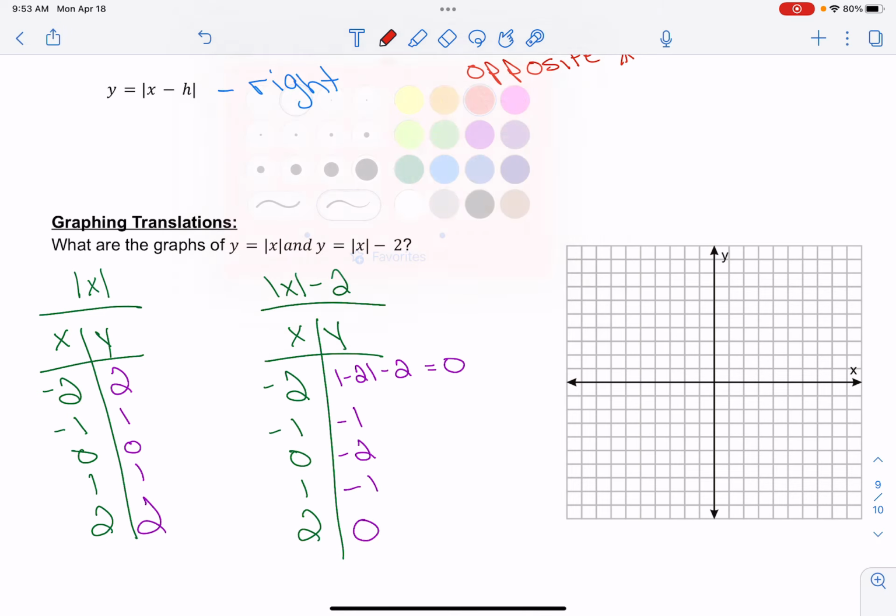Okay, so now we are going to graph these two equations. So I'm going to make this one in red. So negative 2, 2, negative 1, 1, 0, 0, 1, 1, and 2, 2. Now with this type of graph, it is going to form a V. Those look awful.